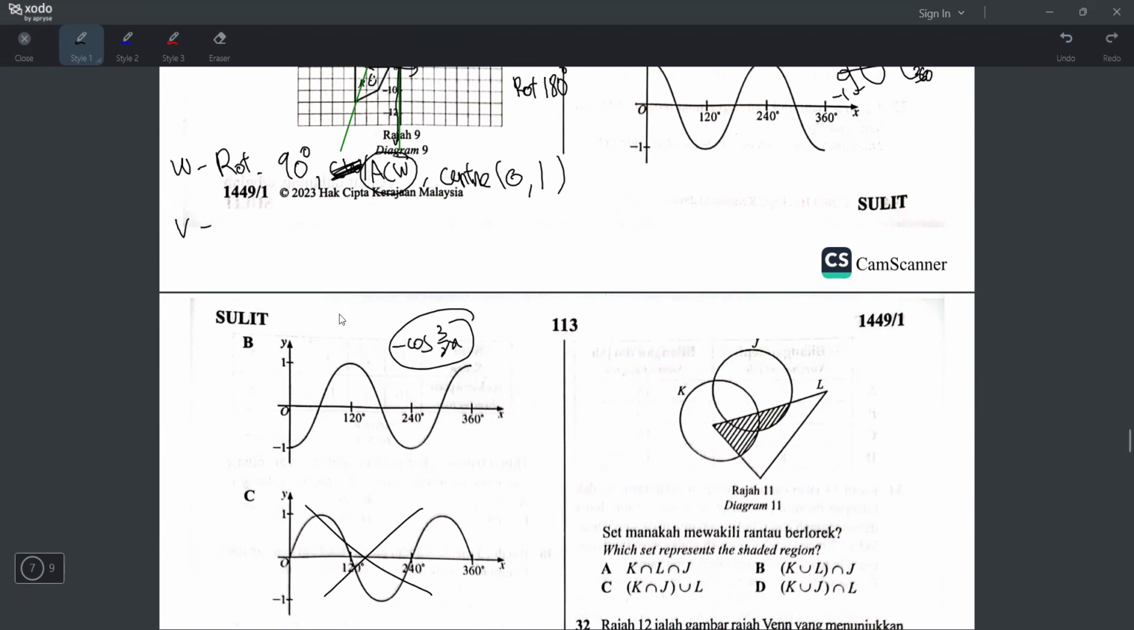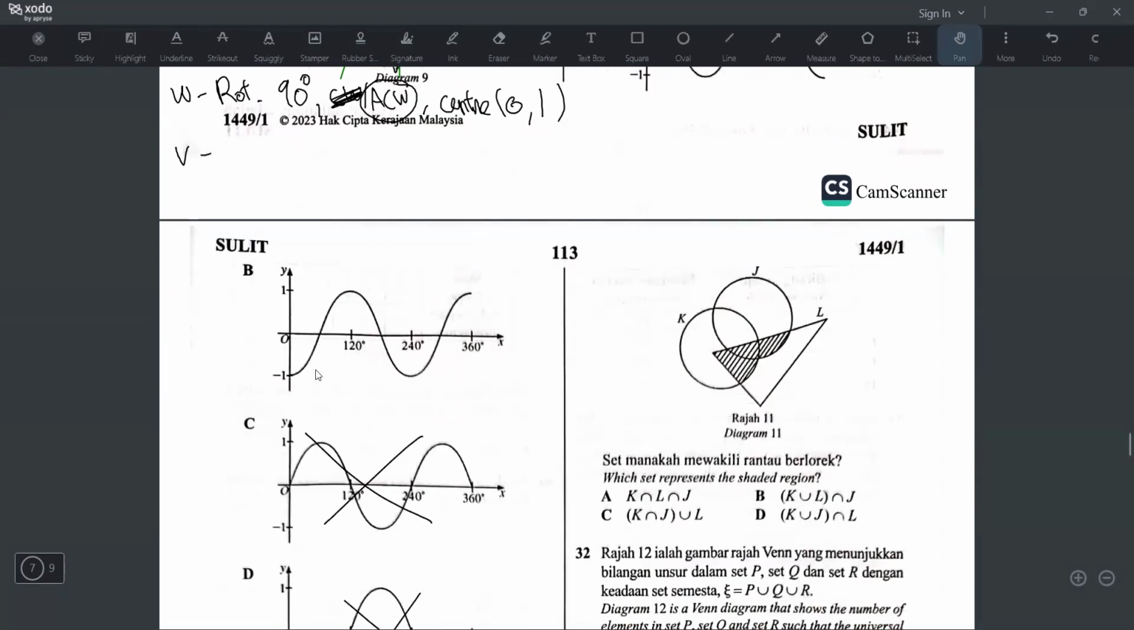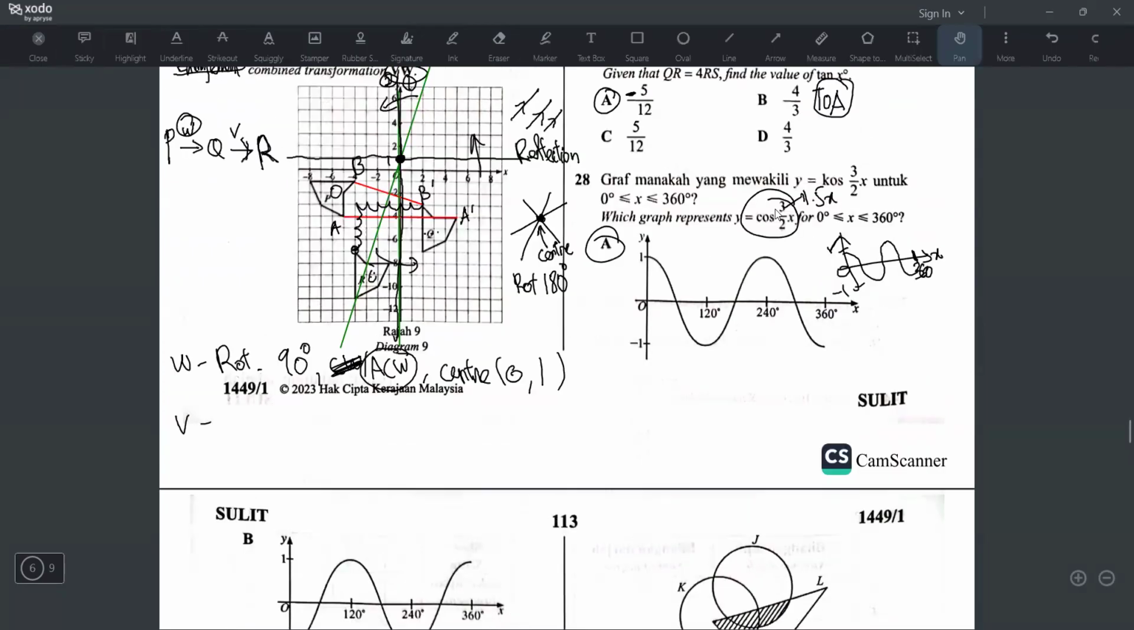Kalau dia ada negative. Okay, kalau ada negative before cos, then the graph will look like this. It will be a cos graph yang sudah terbalik. But the question now tak ada negative before cos. So A is the answer, right?